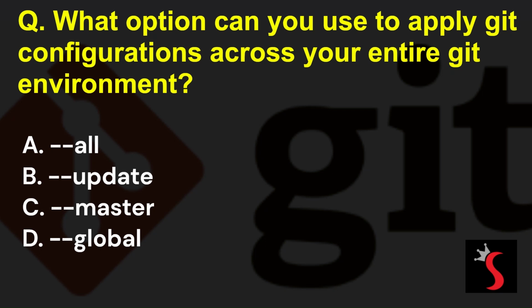What option can you use to apply Git configurations across your entire Git environment? A. --all. B. --update. C. --master. D. --global. And the correct answer is option D, --global.